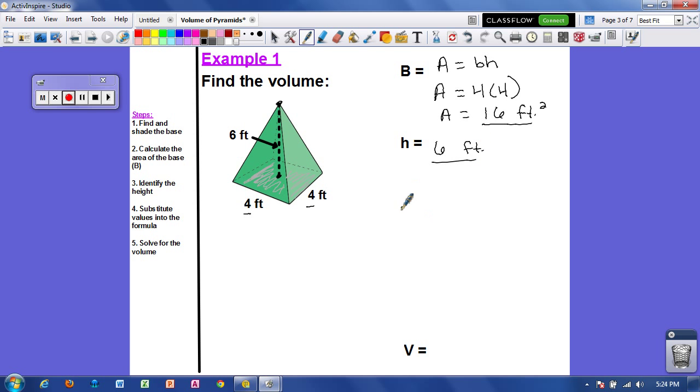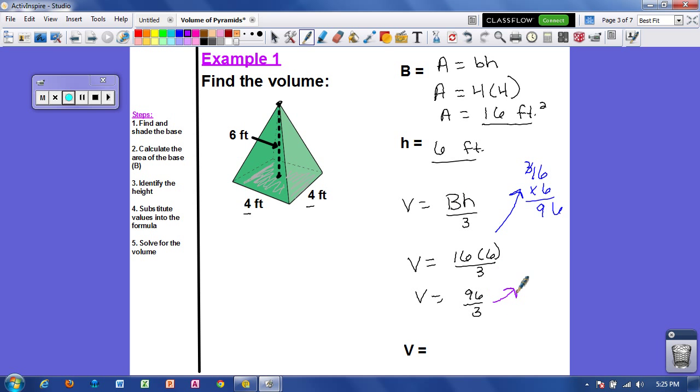Now to find volume, that's going to be the area of the base times height, and since it's a pyramid, we have to divide by 3. So the area of the base is 16 times a height of 6 divided by 3. Now I'm going to come out to the side and work out 16 times 6. 6 times 6 is 36. Carry my 3. 1 times 6 is 6 plus 3 is 9. So the volume equals 96 divided by 3.